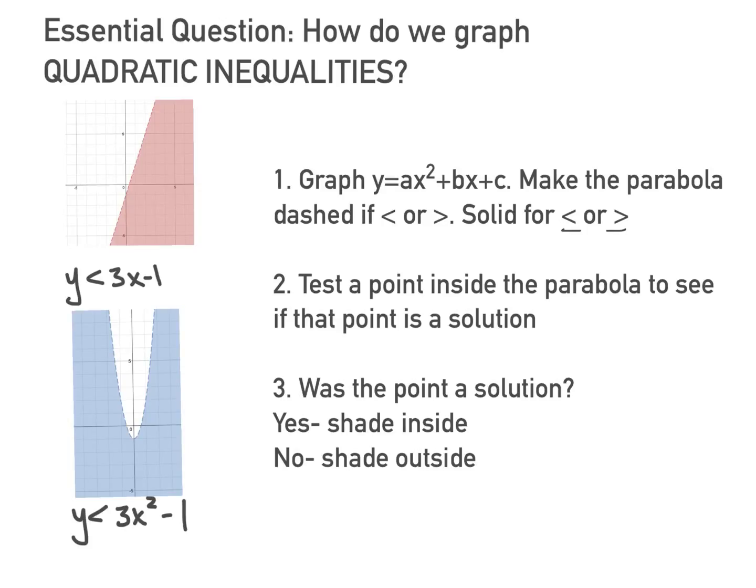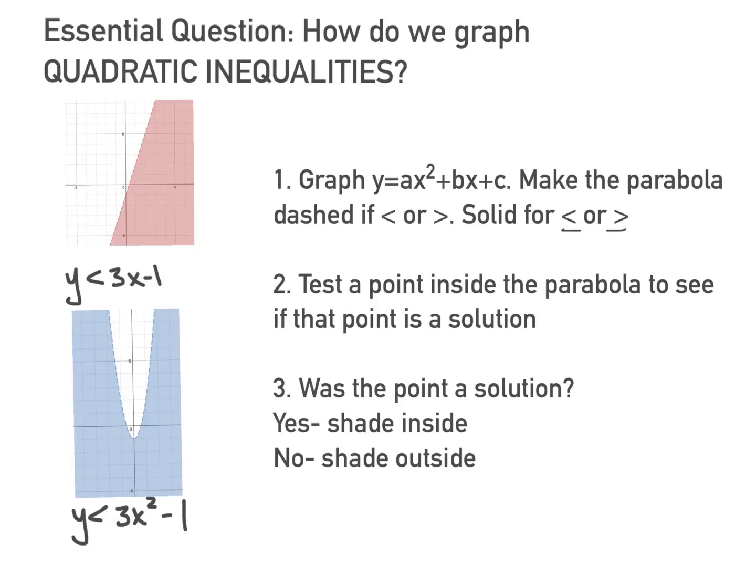The first thing, we're just going to graph the parabola. And see here, we'd make it a dashed parabola if it was less than or greater than. Here it was less than, so this is a dashed parabola. Next, we would test a point inside the parabola to see if it was a solution. Usually you can test a point like 0, 0, or anywhere inside the parabola. Then you say, okay, was it a solution? If yes, shade inside. If no, shade outside. So was 0, 0 a solution for this parabola? No, because it's not in the shaded region. So we just shade outside.